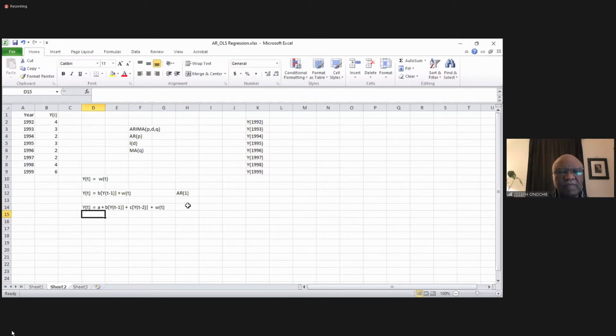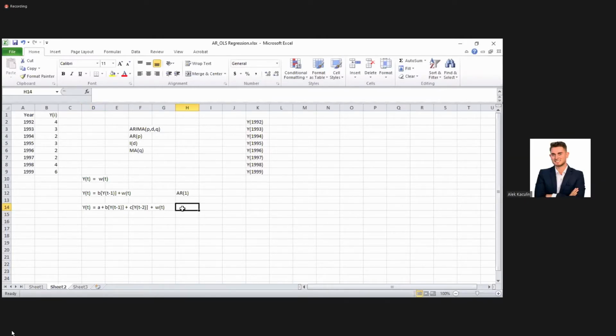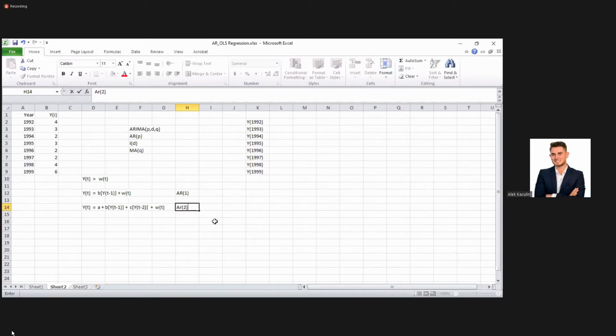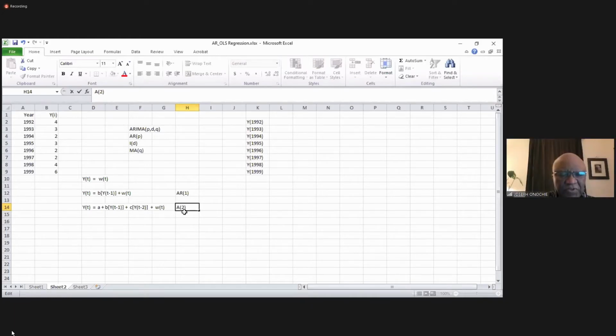Okay. What is this process? AR2. Aha. So now tell me why you're saying it's AR1 and AR2. Because it has two Ys. There's two time periods that you're looking at historically. No, you haven't used the correct word.